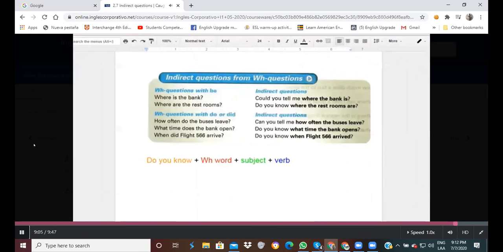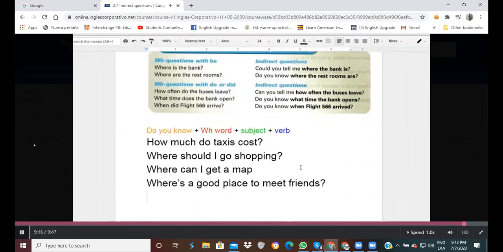The last thing that I would like for you to do now is to practice the concepts that we talked about. So what I'm going to do is pose some questions here. These are common questions that people ask whenever they visit another country, another city, a place you're not familiar with. What are those questions? For example, how much do taxes cost? And remember that our goal is to change these direct questions into indirect questions. And you're going to follow this formula that I gave you. So how much do taxes cost? Well, you're going to use do you know, or could you tell me, or can you tell me, and then follow this formula.